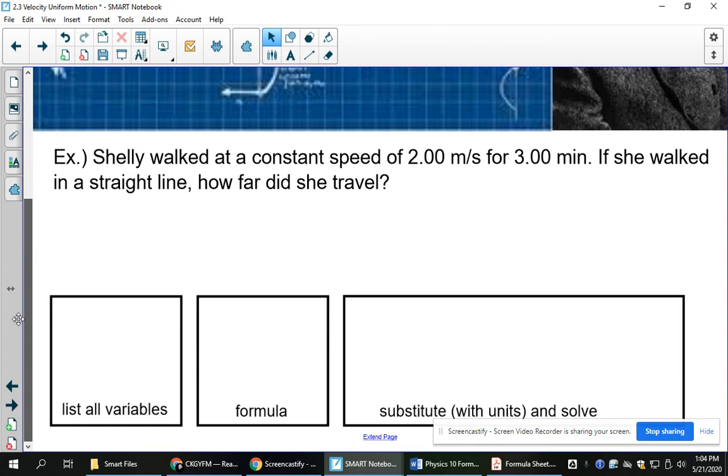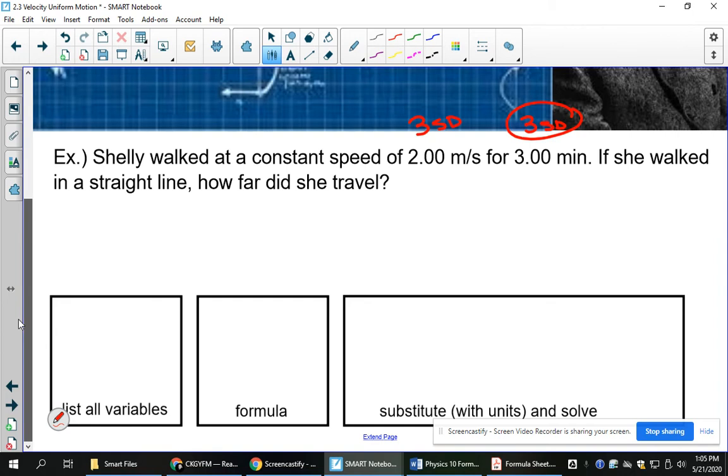Shelley walked at a constant speed of 2.00 meters per second for 3.00 minutes. If she walked in a straight line, how far did she travel? First step, 3 sig digs, 3 sig digs. Our final answer will be written to 3 sig digs.